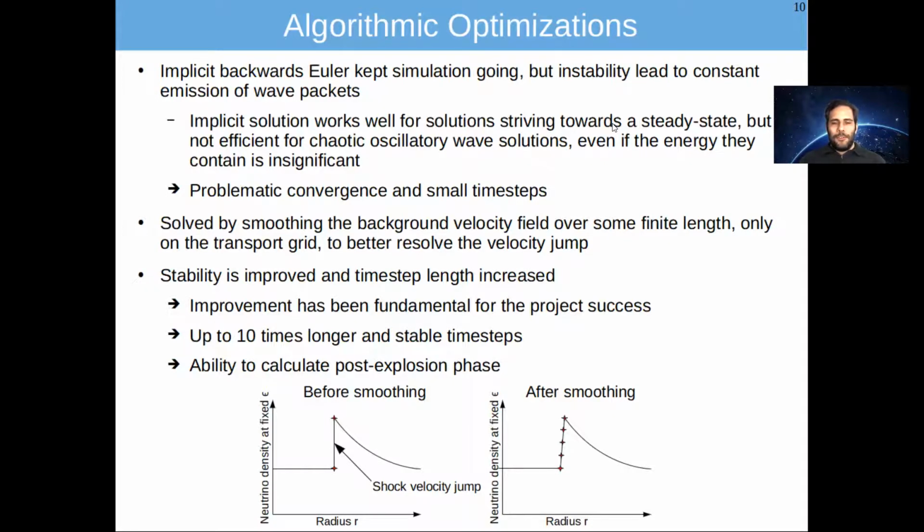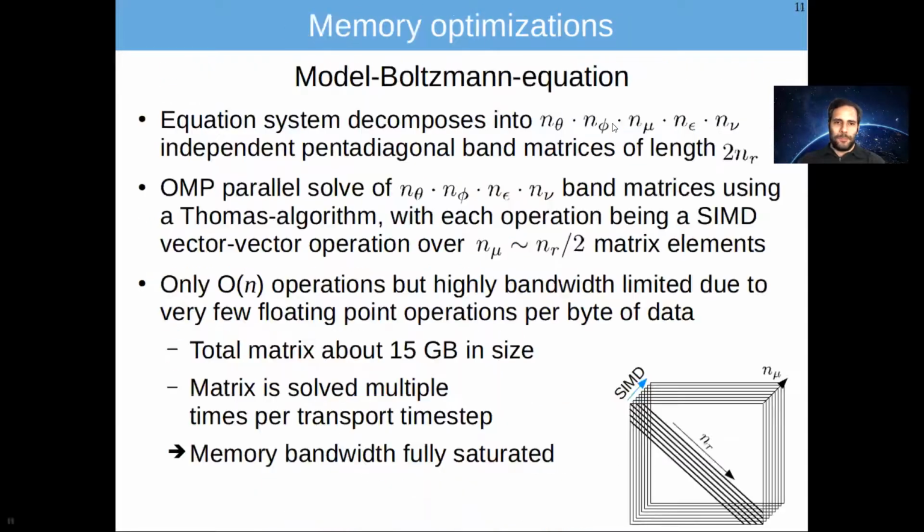The benefit of implicit solutions is that they converge very fast for solutions striving towards a steady state. However, they lose most of their effectiveness when solving for highly non-stationary wave solutions, which require increasingly high time resolution. We have identified a simple approach to tame the problem by artificially smoothing the mapped velocity field on the transport grid, therefore spreading the shock velocity jump over more radial zones, as shown in the plot below. This improvement has been fundamental for the project's success, as this has allowed us to reach into the post-explosion phase with up to 10 times longer time steps and better convergence than before.